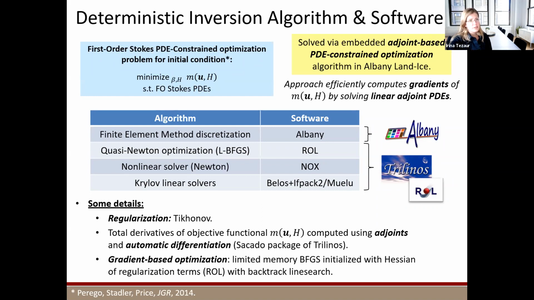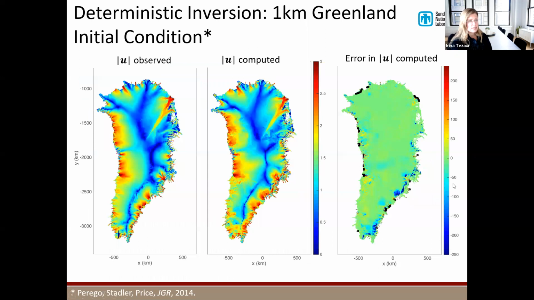So we solved this through an embedded adjoint-based PDE constraint optimization algorithm in Albany. The adjoints are a way to basically get gradients of our mismatch function very efficiently by solving the adjoint equations, which are linear for us. And we rely on automatic differentiation for the adjoints, which helps quite a bit. And we're using a library called Rapid Optimization Library to do the actual optimization.